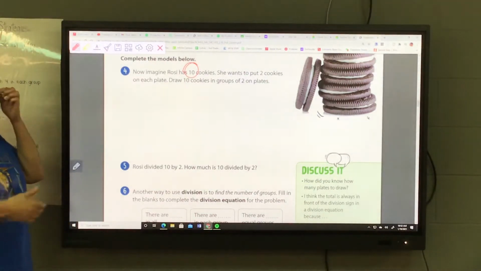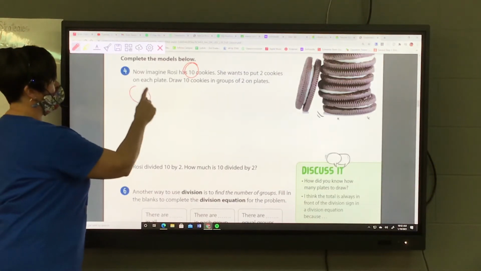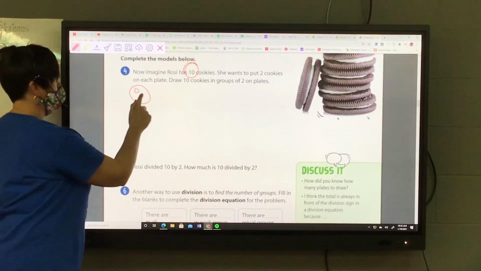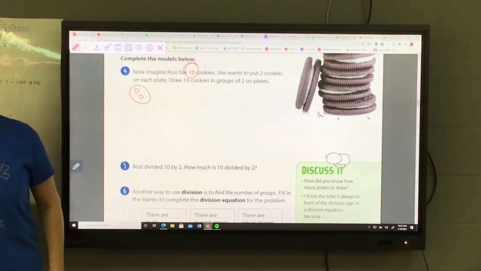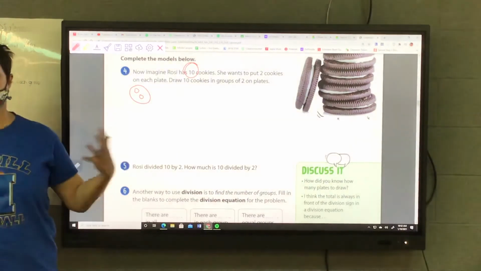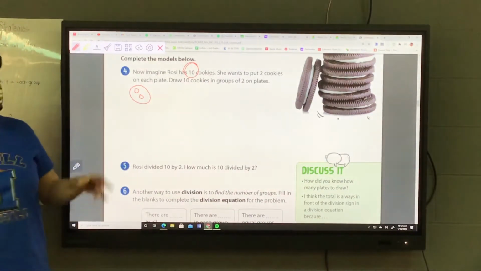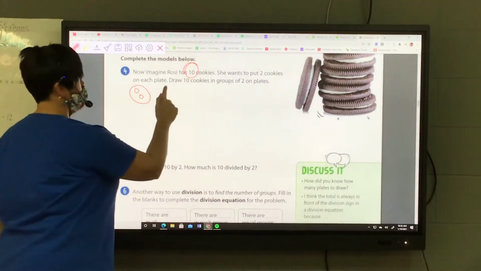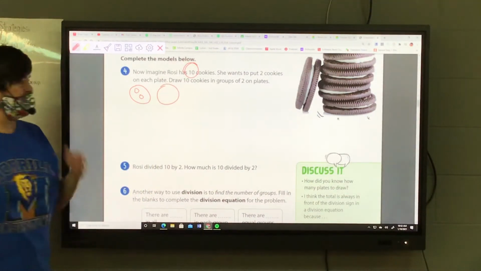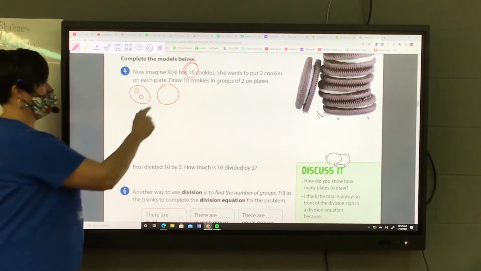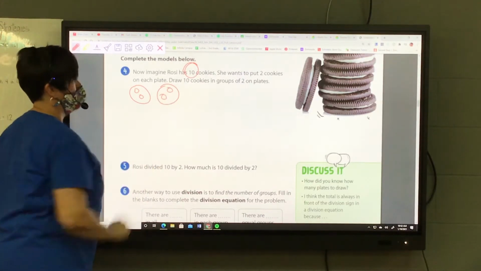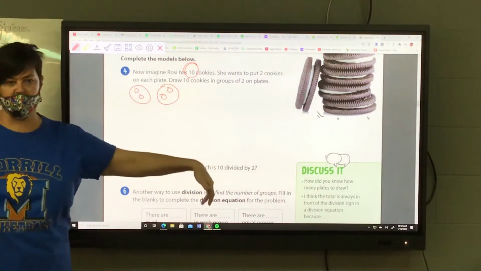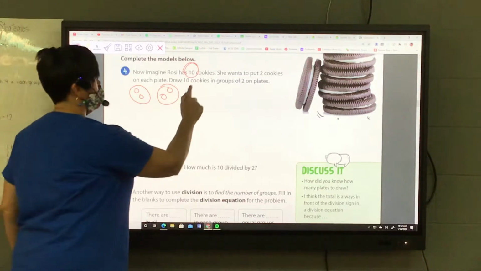Well, let's do that. So this plate has how many cookies on it? 2. Am I done? No, how many cookies do we have all together? 10. And right now I only have 2. So do I need to draw another plate? How many cookies go on it? 2. Do I need to still draw another plate? Yep. With how many cookies? 2.